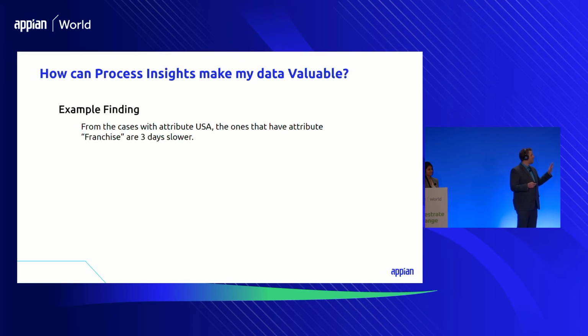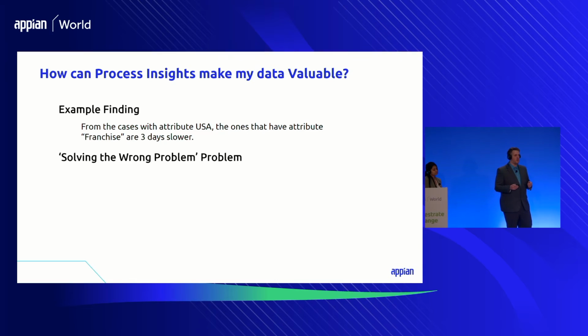But just to cover what kind of stuff comes out of process insights, this is just an example finding. I'm oversimplifying, and I hope you can hear more from our experts on the kinds of things that can come out of this. But by analyzing the data, events that occur in your process over time, we're able to get findings in a dashboard pretty much out of the box in process insights. Something like maybe cases that are in the USA that are at franchises are 3 days slower.